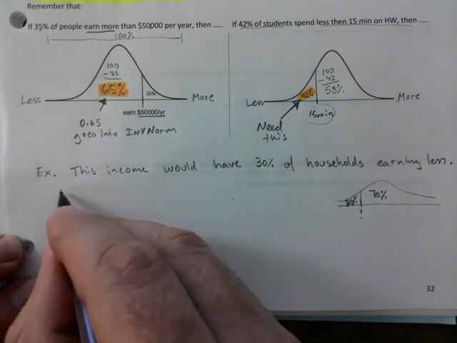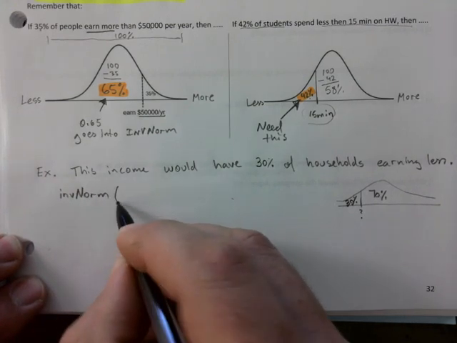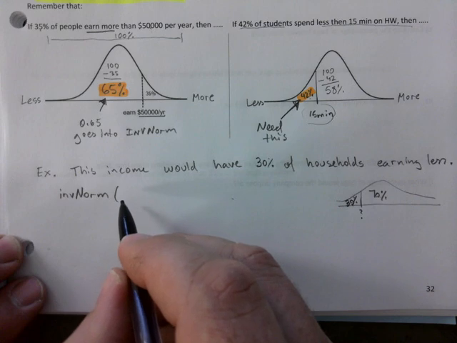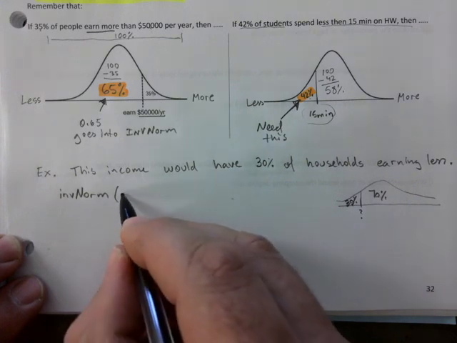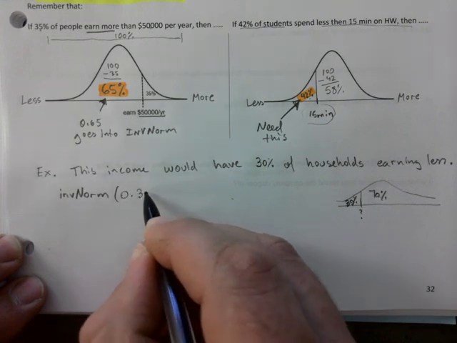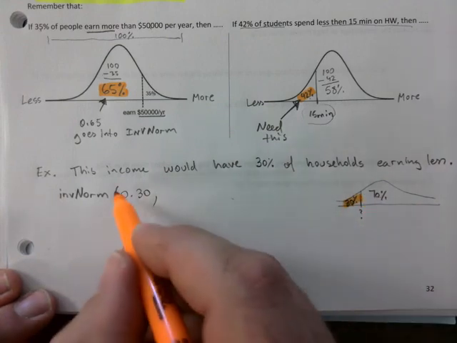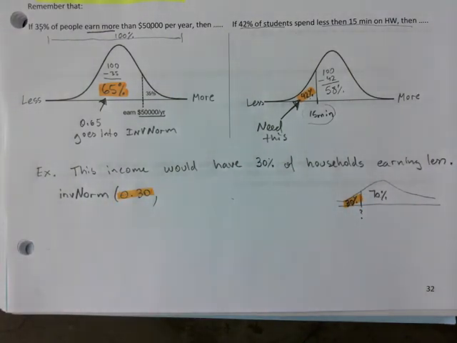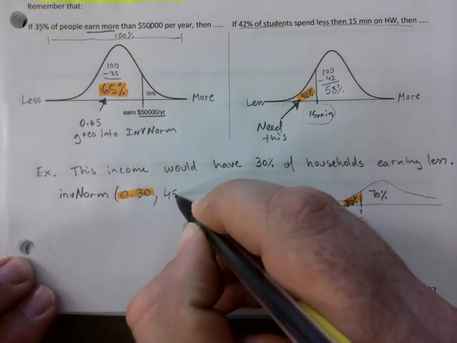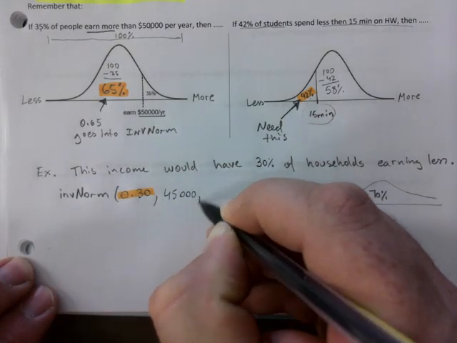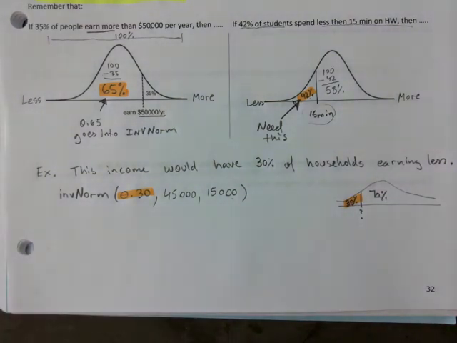So we go like this. Inverse norm. Don't put 30%. That's a common mistake. Your calculator will say error, can't do it, right? So we go 0.30, just to make that point very clear. 30% turned into 0.30, and my mean is 45,000, standard deviation 15,000. We're still continuing from that household example up there.